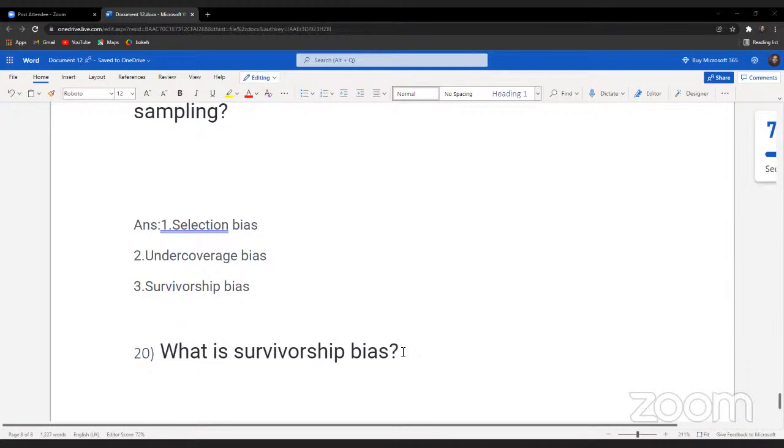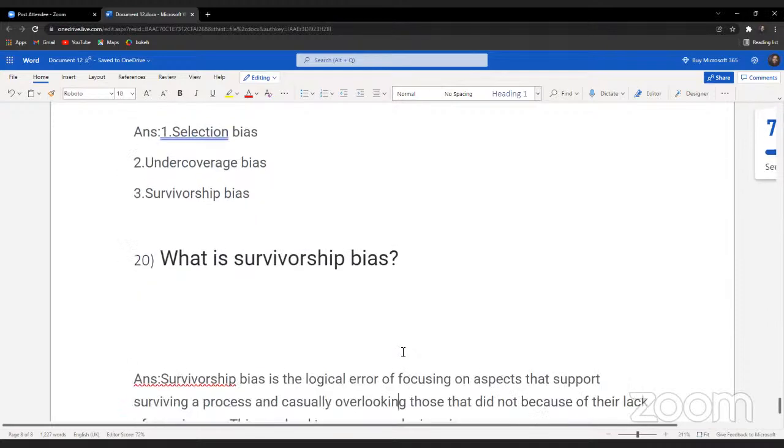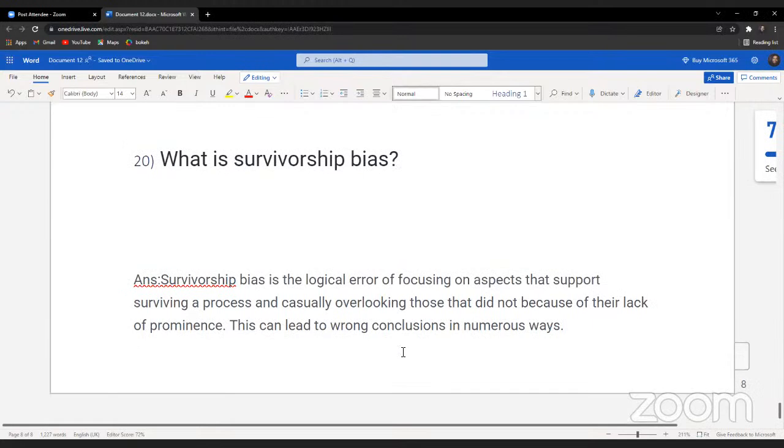Survivorship bias is the logical error of focusing on aspects that support surviving a process and casually overlooking those that did not, because of their lack of prominence. This can lead to wrong conclusions in numerous ways.